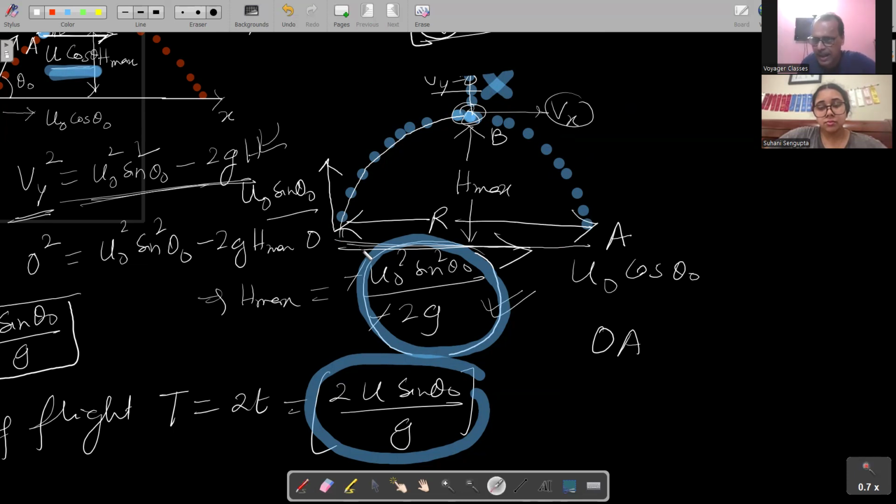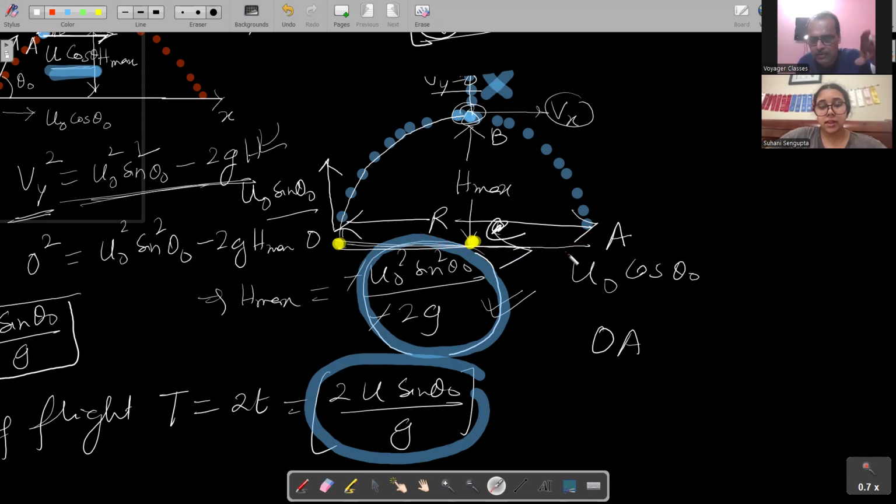Now, time of flight means the time taken to reach from point O to B is the same as the time to reach from O to this particular point. For example, if I consider this point as C, the time taken to reach from O to C and the time taken to reach from O to B are the same. Similarly, the time taken from B to A and from C to A is also the same. So the time from O to A is the time for which the particle has covered this horizontal distance.